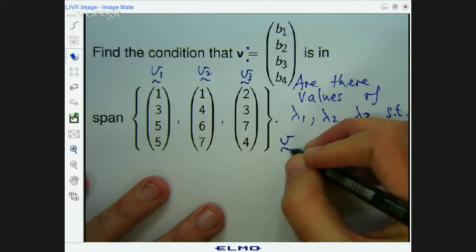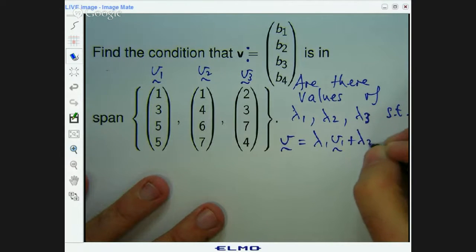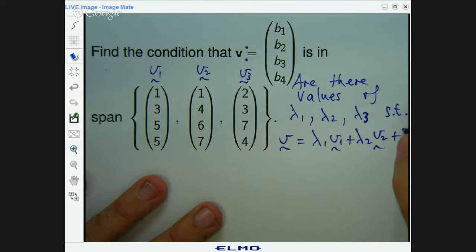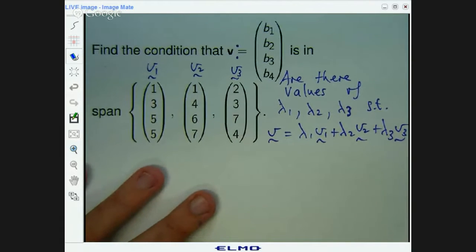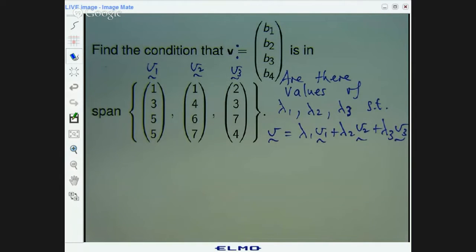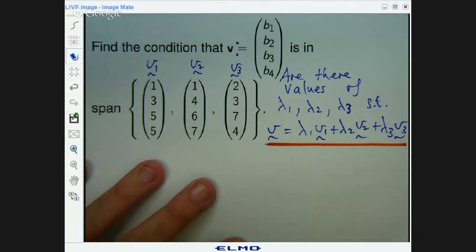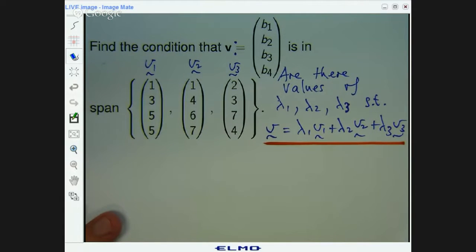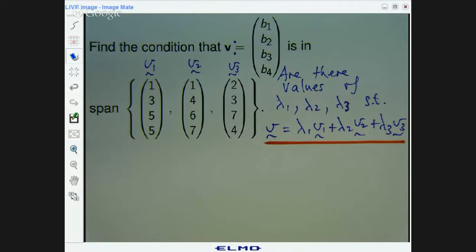So basically it says that V is this. Okay. All right, so mathematically, that's what the question is asking us. If we can find values of lambda 1, lambda 2, and lambda 3, such that this holds, then this does lie in the span of this. Now, there are also geometric interpretations of span. I'll leave those for my other videos.